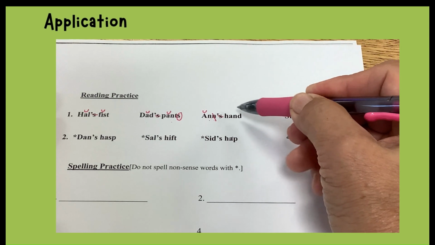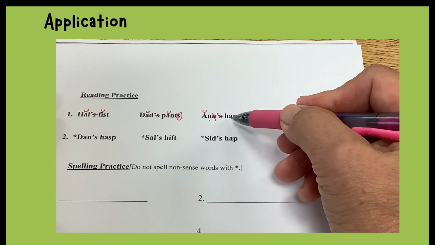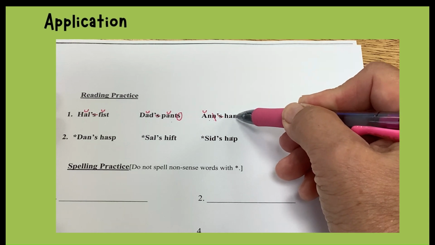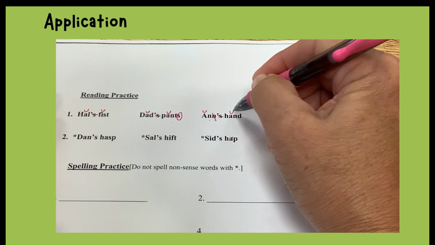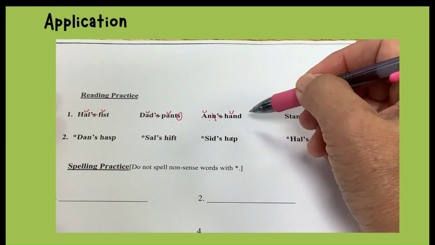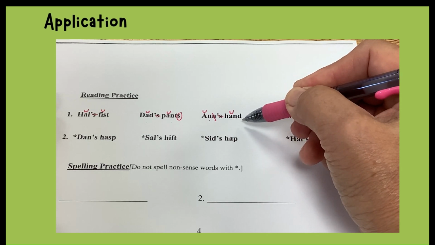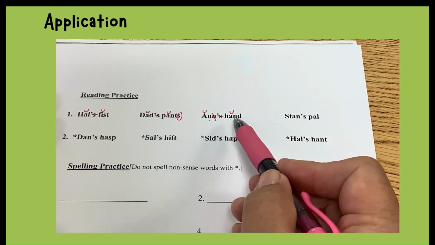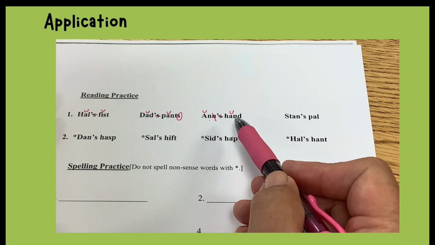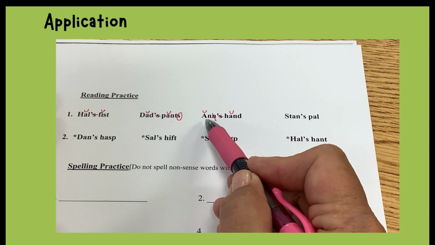Let's look at our last word here. Where is our vowel? Right, it's A. That vowel is in a closed syllable. Code it with a breve. It's going to make the short A sound. Read that word there. Good. Hand. Let's read both of those words. Anne's hand. That means that hand belongs to Anne.